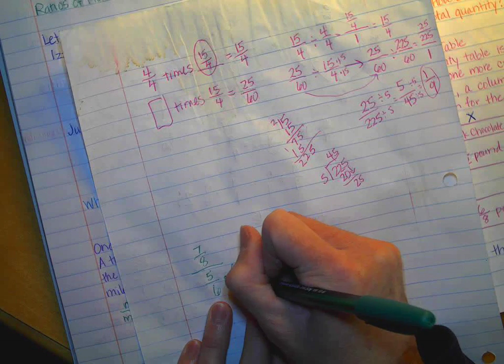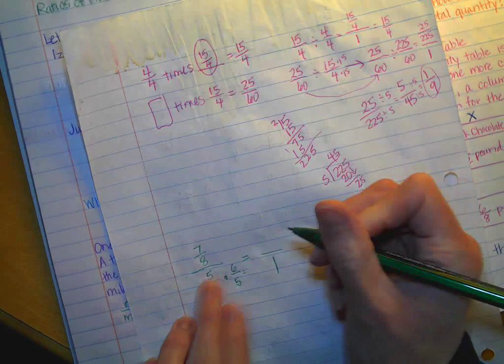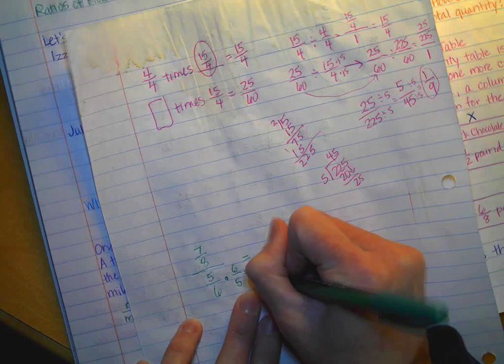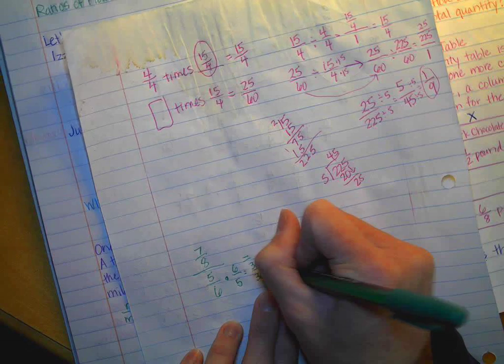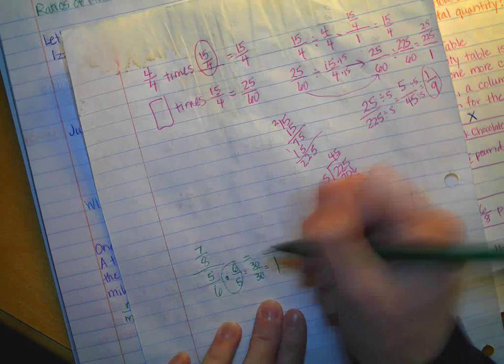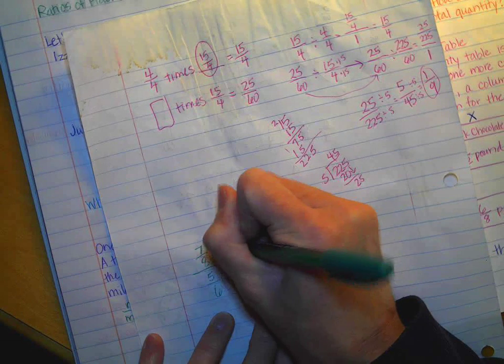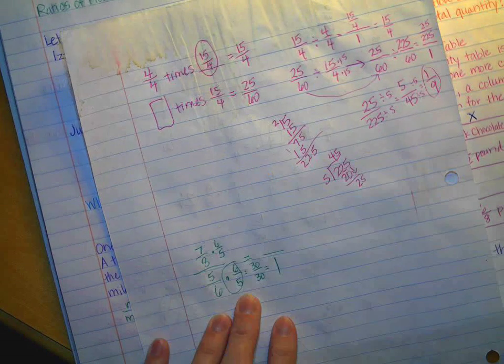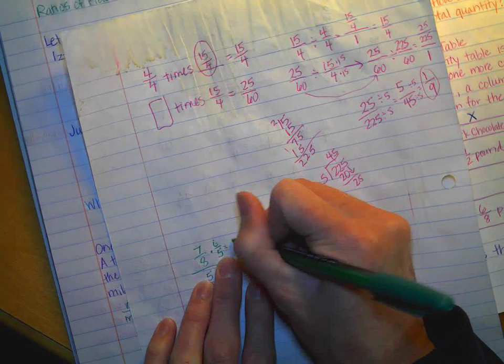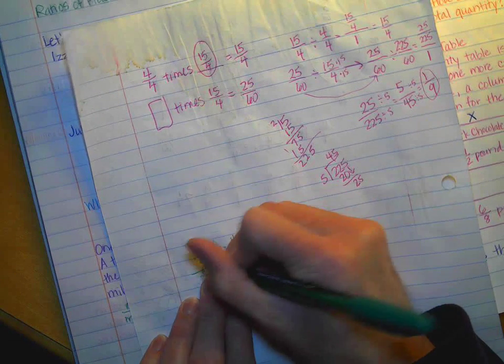Now watch what happens. It's really cool. What is 5 times 6? 30. What is 6 times 5? 30. What is 30 divided by 30? 1. Does everybody see it? But here's our rule. Always in math, what you do to one side, you have to do to the other. So we're going to multiply this side by 6/5. Ready? Here we go. What is 7 times 6? 42. What is 8 times 5? 40.